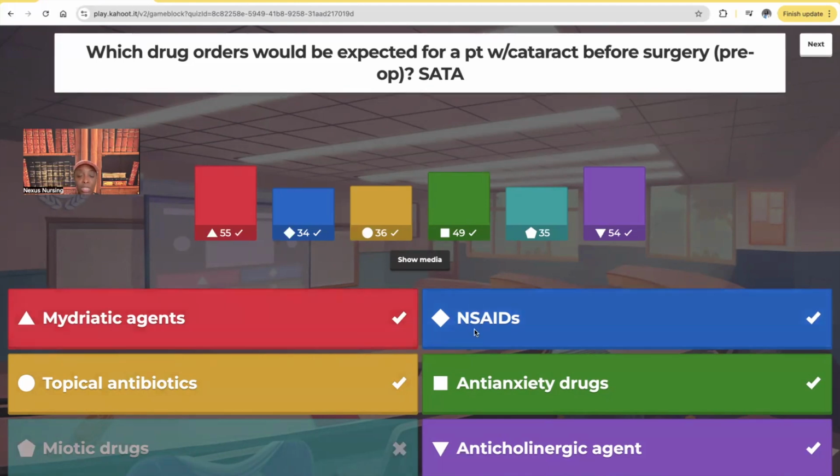NSAIDs, absolutely, decrease inflammation. Topical antibiotics, absolutely. The patient's about to have an invasive procedure. There's a chance we might introduce bacteria. We don't want to do that. Anti-anxiety drugs, yep, because people are going to be nervous before surgery. Miotic, these drugs do the opposite. They cause constriction. No, you don't expect that to be ordered. Anticholinergic agents, absolutely.